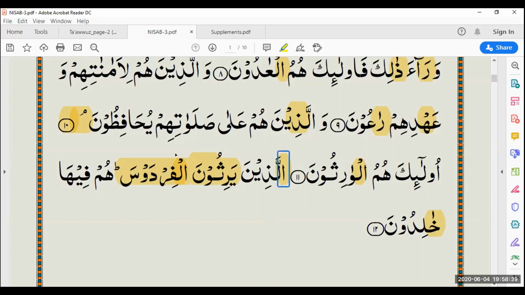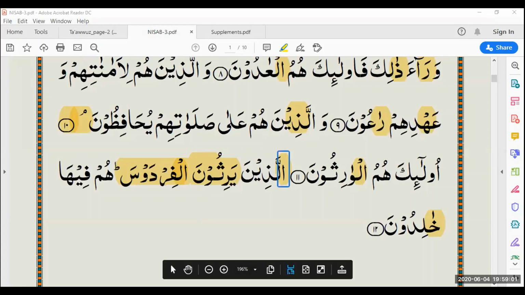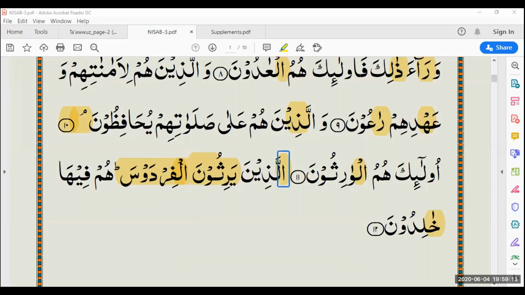Do you know, we've done a rule where we decide whether this would be alladhina yarithuna al-firdaus. Do you know what rule that was? It's okay. I'll just remind everybody as well. It's idgham lam sakin. Yeah? So this means basically that we have to manifest the lam.